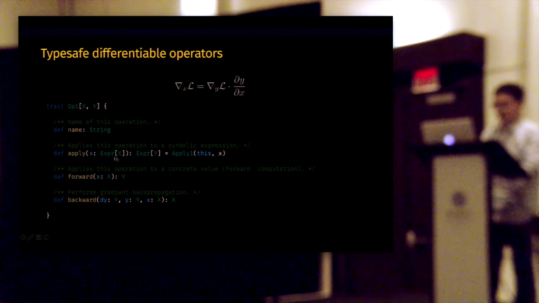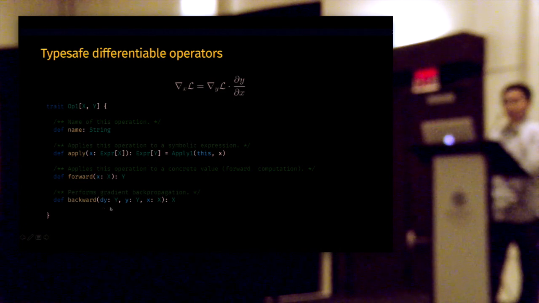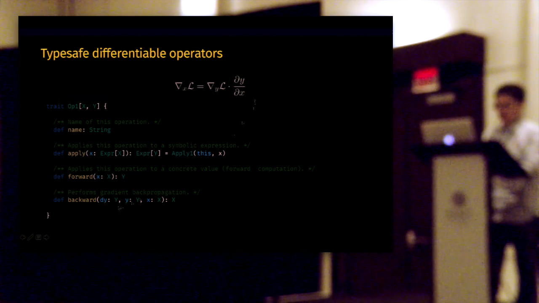We encode this as a trait called, like, Op1, x to y, which has a name. This name is for debugging purposes. You can apply it to an expression of x to get an expression of y by wrapping it in a case class to create a new node in the computation graph. Forward and backward are the actual implementation of the math underneath. Forward is given an x, produce a y; backward is given dy, this term, y and x, given an x.